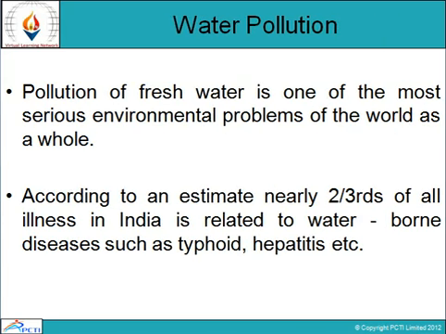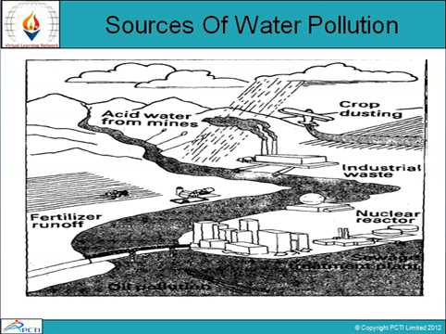Water pollution. The pollution of fresh water is one of the most serious environmental problems of the world as a whole. According to an estimate, nearly 2/3 of all illness in India is related to waterborne diseases such as typhoid and hepatitis, etc. Now in this picture you can see the sources of water pollution: crop dusting, industrial waste, nuclear reactor, fertilizer runoff, acid rain from mines.